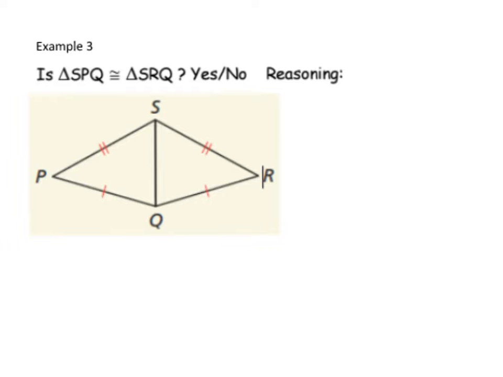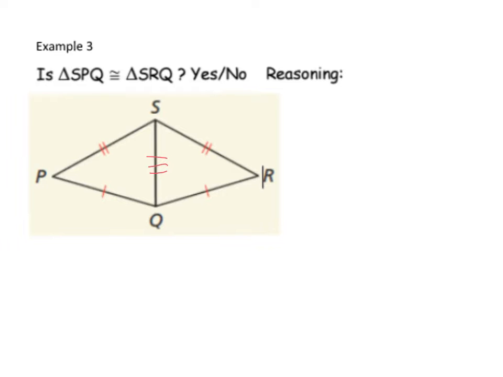Example 3. Is triangle SPQ congruent to triangle SRQ? Yes or no? Explain our reasoning. All right. Hopefully you do see that SQ in the middle belongs to both triangles. So therefore, I can make this marking here. They do have that side in common. Now the question here is, if we flip this over on top of this, would it match up appropriately?